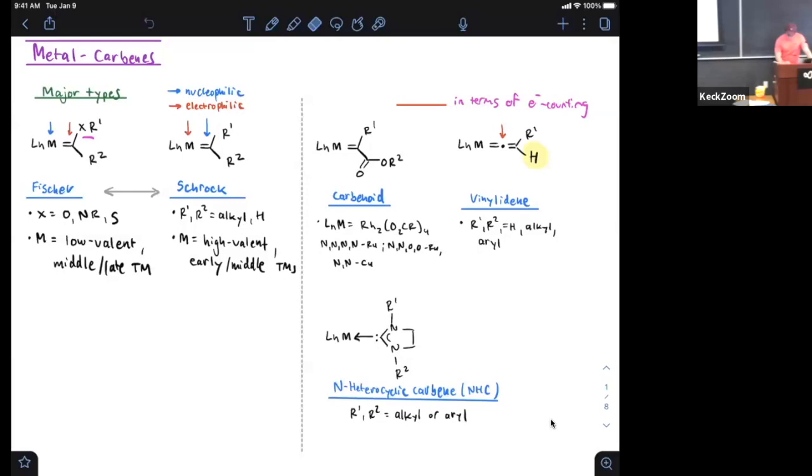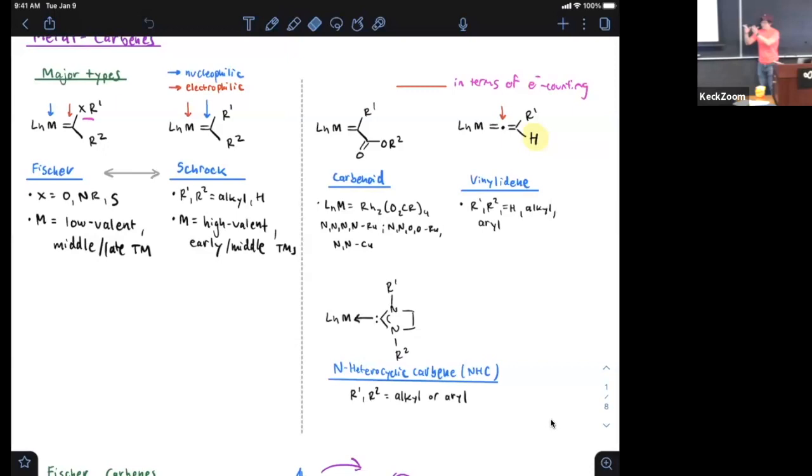The flanking substituents here are also different. So in the Fischer case, a signaling element that you're in the Fischer regime is that you will often have a heteroatom attached to the carbene carbon. And that can be oxygen, nitrogen, or sulfur. Other signaling elements are that the metal is low valent and low oxidation state, so think of something at the zero oxidation state. And that the metal is a late transition metal or a middle transition metal.